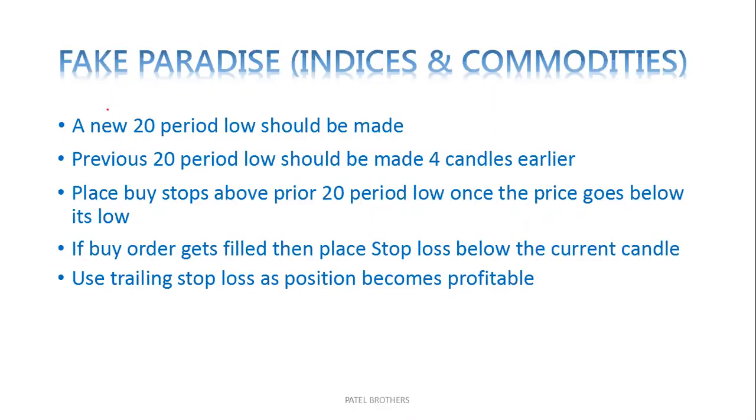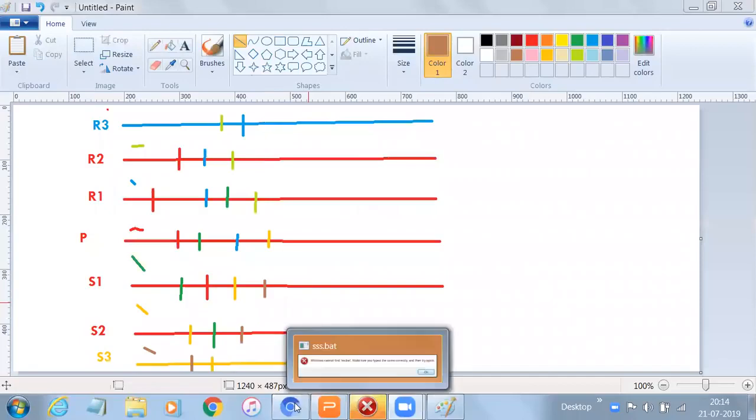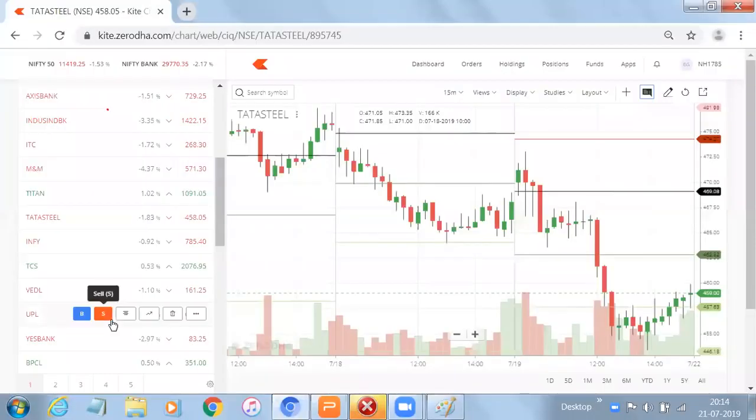So continuous lows we cannot count as a fake paradise. Bajaj Finance, if it is intraday, then we don't trade intraday. But let me check once. Bajaj Finance.